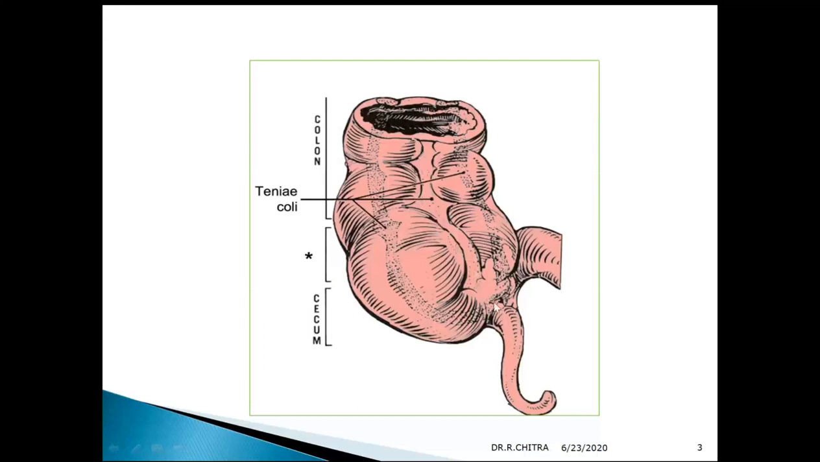If you trace the taenia coli at the base, that will reach the base of the appendix. That's the usual way to identify the appendix in the surgery of the appendicectomy. You have to catch hold of the taenia coli, so that it will be joining at the base of the appendix.